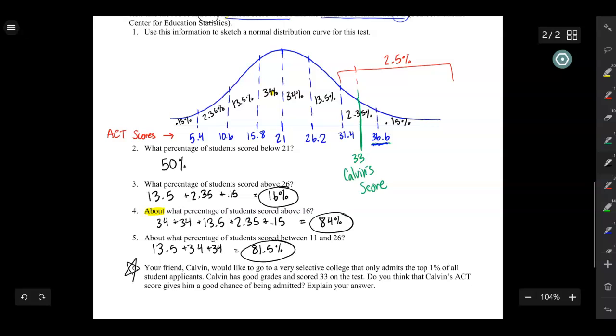Okay. So number 6, this is the kind of question that we really, really care about. It's kind of hard because there's not an answer to this question until he either gets admitted to the college or he doesn't. But we're able to use this model of the normal distribution of ACT scores to help us understand and answer a question that we don't know the answer to, but we can predict the outcome. Is Calvin going to be accepted to this college or not?